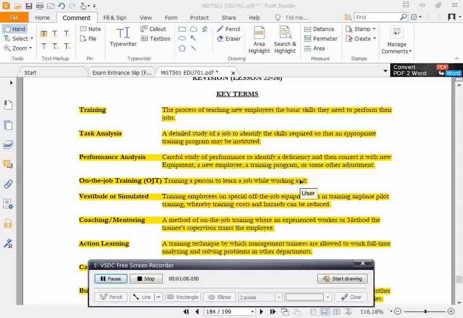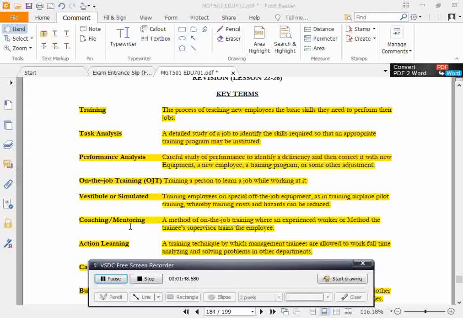On-the-job training, OJT. This is its abbreviation, okay. This can come in MCQs, okay. Training a person to learn a job while working at it. Vestibule or simulated training: training employees on special job equipment, as in airplane pilot training, whereby the training costs and hazards can be reduced.